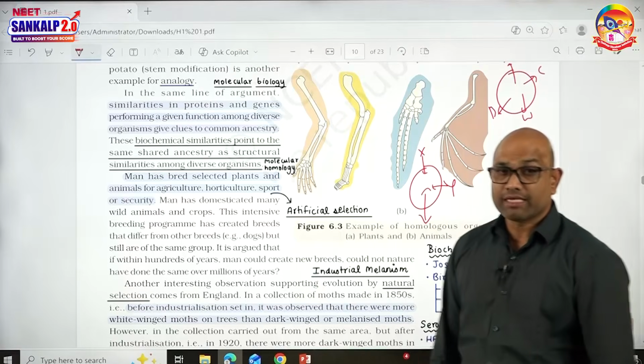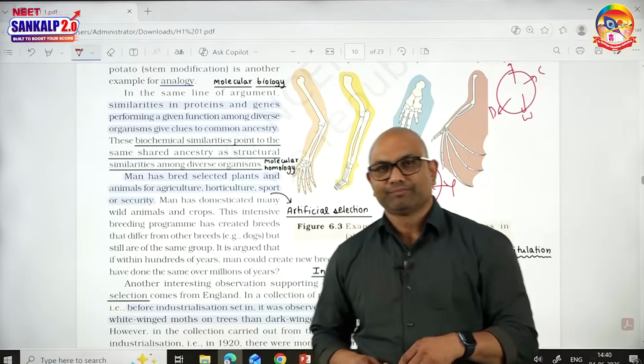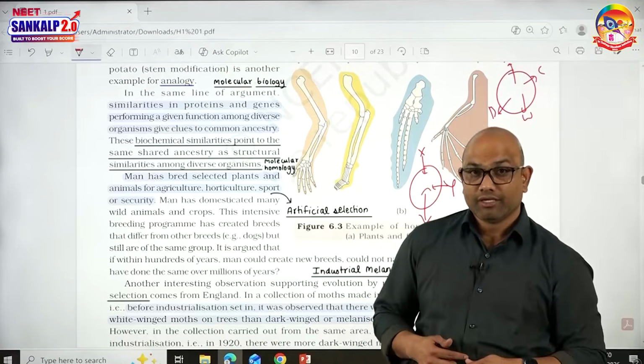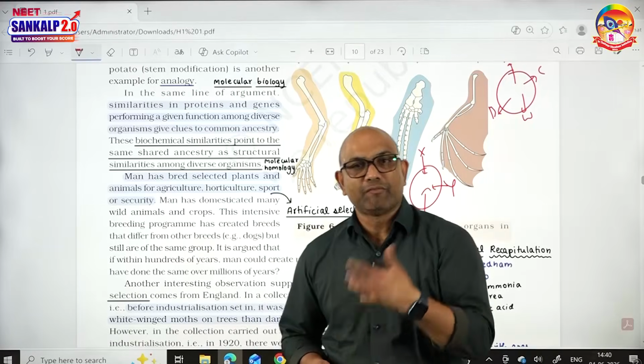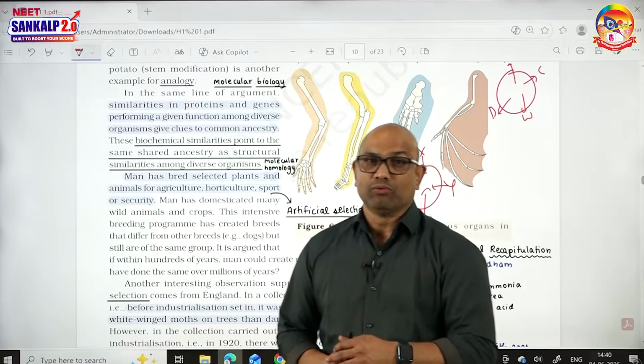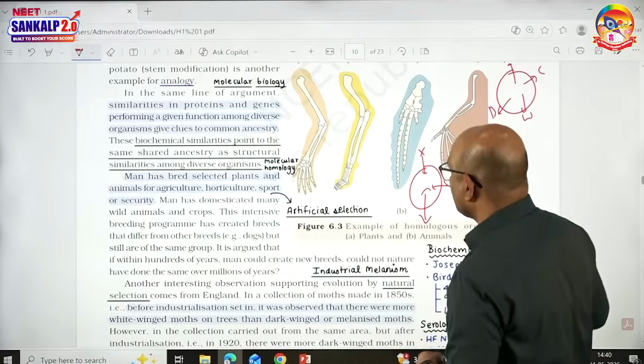Examples of analogous organs include the eye of an octopus and that of a mammal, analogous in nature; the wing of a bird and the wing of an insect, analogous in nature; the flipper of a dolphin and the flipper of a penguin, analogous; and potato and sweet potato, they are analogous in nature. These are the examples of analogous organs.